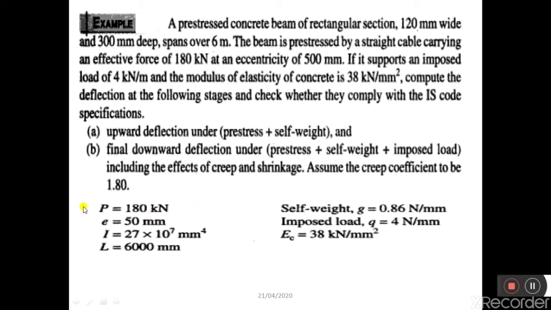So these are the data given in the question. Please make a note that the eccentricity is not 500 mm. The eccentricity is 50 mm below the centroidal axis. There is a mistake here, it has been typed as 500. So it is 50 mm.